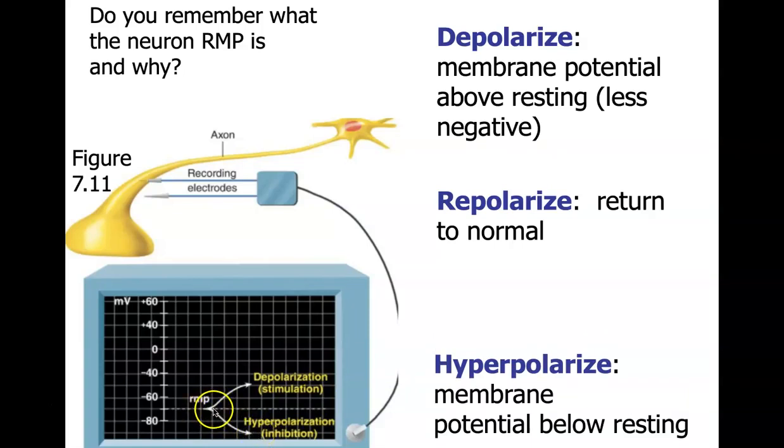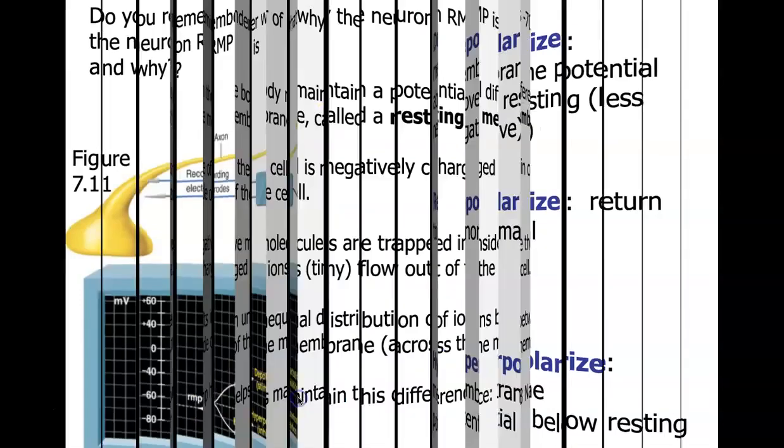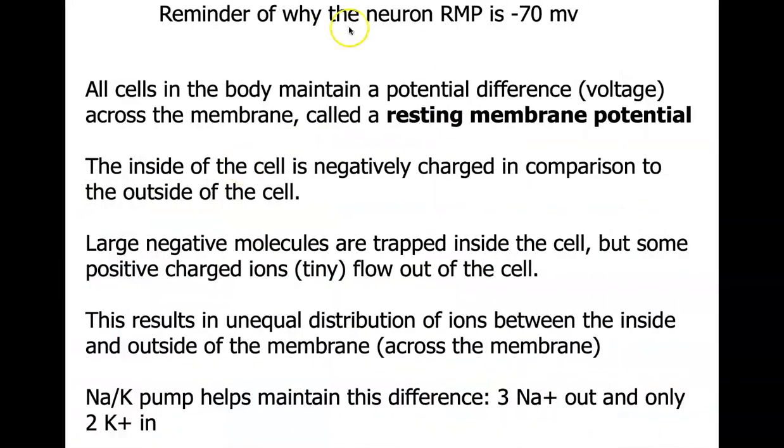So we think of a cell as more likely to fire with a depolarization, and less likely to fire if you're hyperpolarizing. So hyperpolarizing signals are going to be inhibitory signals. The signals that depolarize a neuron are going to be stimulatory signals. Okay, so what's happening here? Why is the RMP of neurons -70?